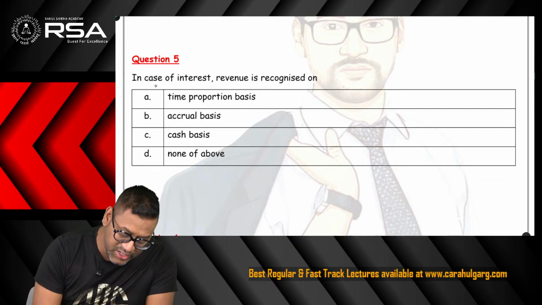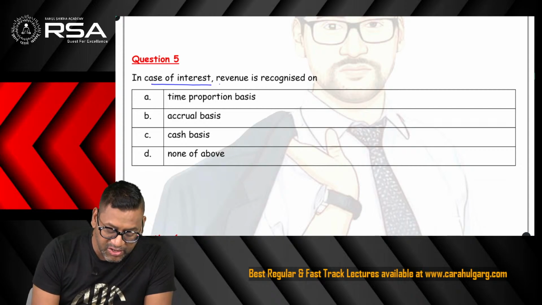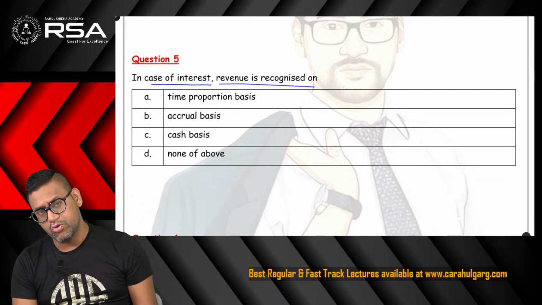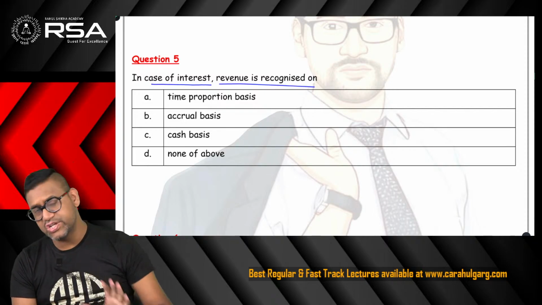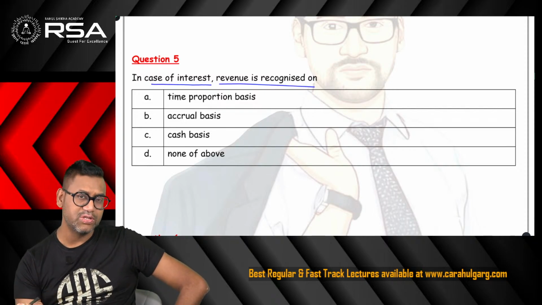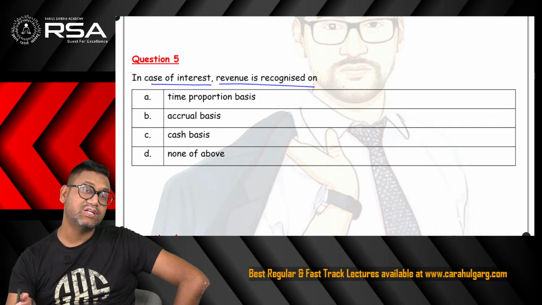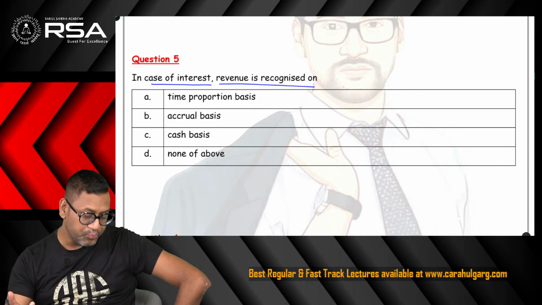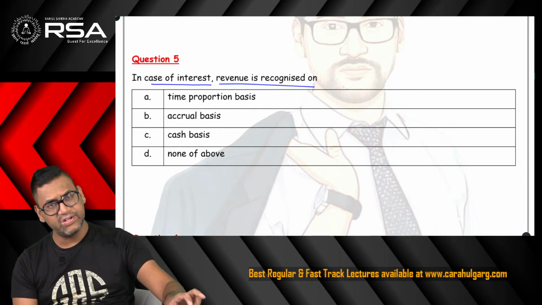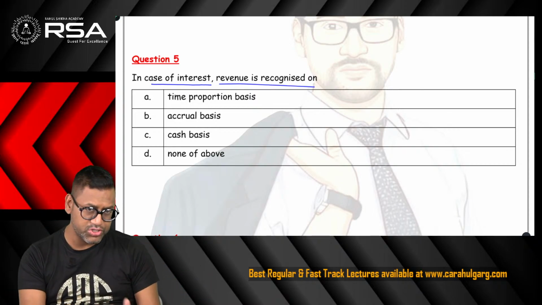Coming to the next one, that is question number 5. It says, in case of interest, revenue is recognized on. Now this belongs to AS number 9, revenue recognition. That AS gives us the broad principles as to when to record the revenue, means the timing of recording the revenue. So there are specific cases like interest, royalty, dividend, etc. So the question relates to interest.